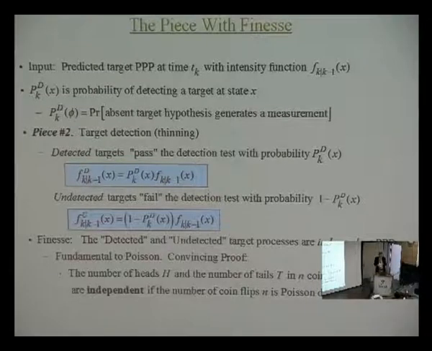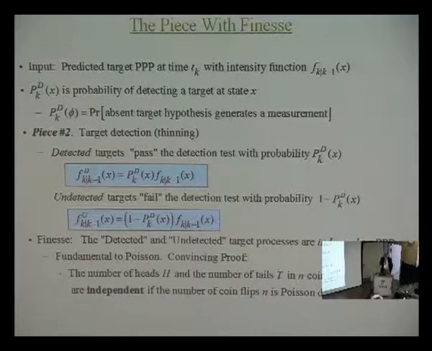Not all targets are equally detected based on aspect. So you can build aspect angle dependence into this PD of x problem. If you have aspect dependence, somewhat build it into the PD function. That's the probability of detecting a target that is at x. PD of phi is the probability that an absent target, actually, one that isn't there, actually generates a measurement. So some people will speak of phi as a clutter generator. I don't think the language matters, as long as you know what you're doing here.